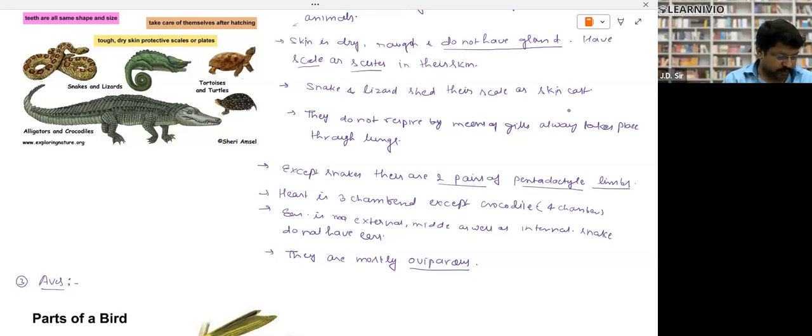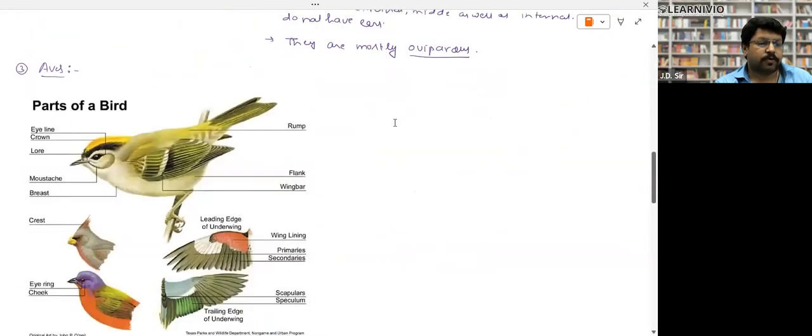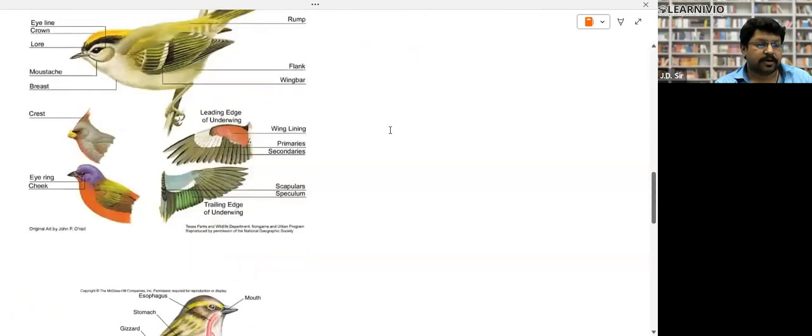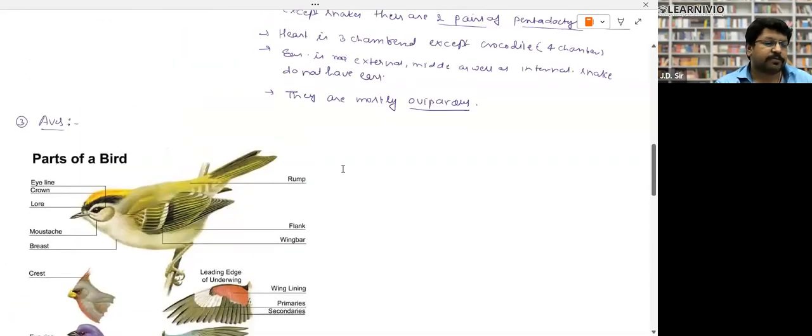Keep on going through with your NCERT at the same time and ask me if you have any doubt regarding that. Right. So first, let me tell you about Aves. Aves means the birds, right? So this is the common feature of the bird. This is the representative bird.